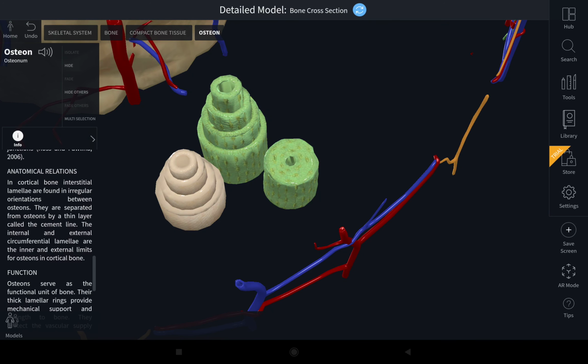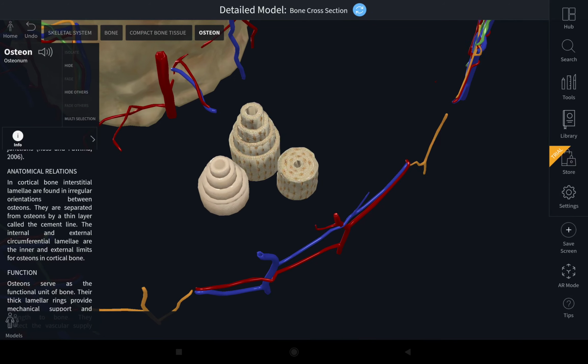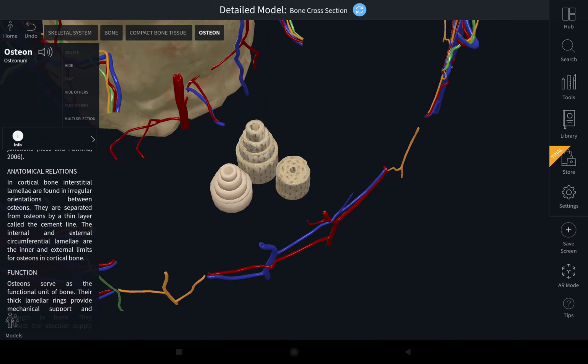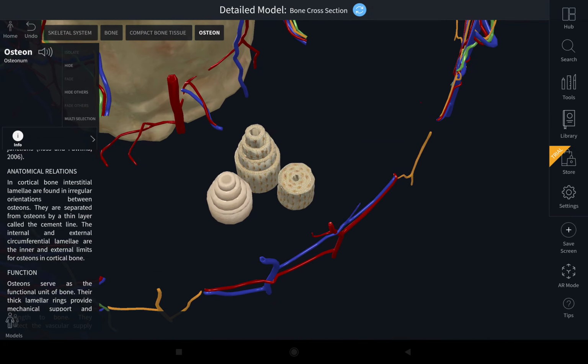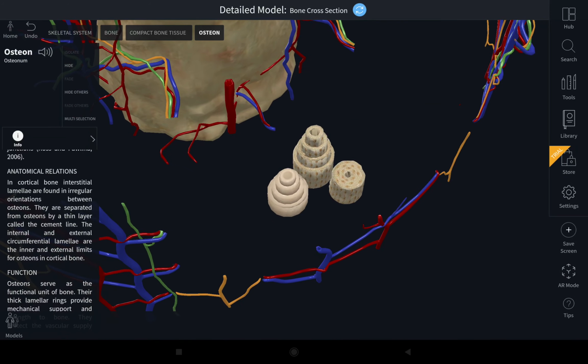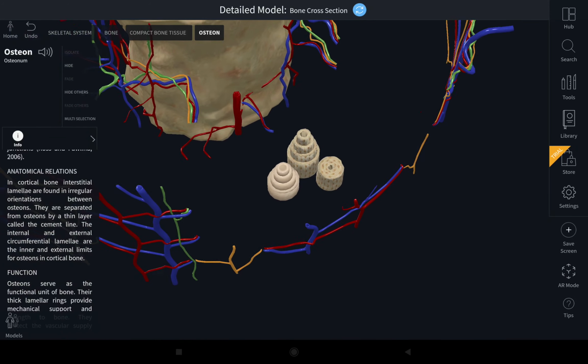Anatomical relations. In cortical bone, interstitial lamellae are found in irregular orientations between osteons. They are separated from osteons by a thin layer called the cement line. The internal and external circumferential lamellae are the inner and external limits of osteons in cortical bone.